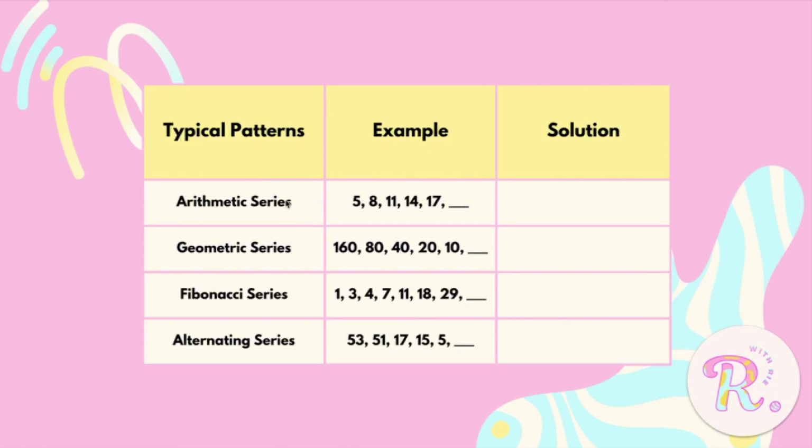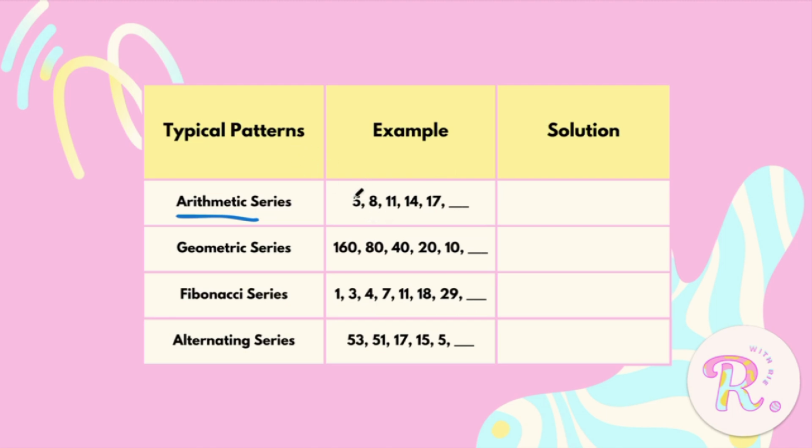So first off, we have here our arithmetic series. What does this mean? Arithmetic, very basic, right? This just means that each term right here increases or decreases by a fixed difference, otherwise known as your common difference. So there's a common difference amongst all of the terms right here. That means it could be addition or it could be subtraction. So let's figure out here what the typical pattern is, how to solve it, and what's the answer.